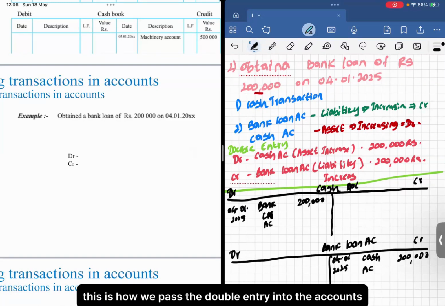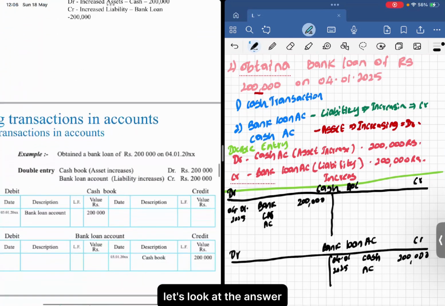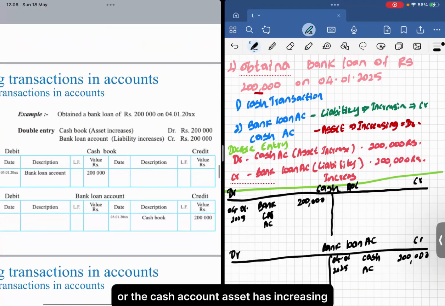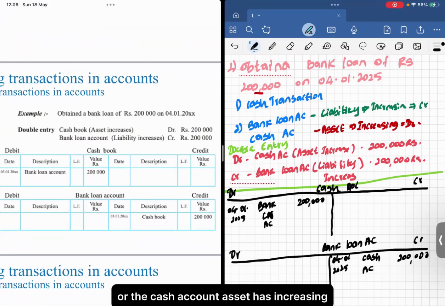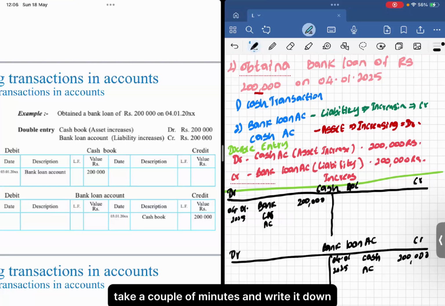So this is how we pass the double entry into the accounts. This is how we record it in the accounts. Let's look at the answer. So the cash account, an asset, has increased and we are debiting it by 200,000. Crediting the bank loan account, liability has increased by 200,000. And we have recorded it correctly as well. You can see the cash book and the bank loan account. So take a couple of minutes and write this down.